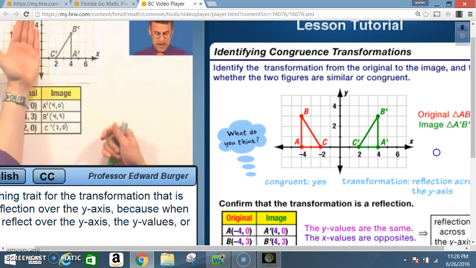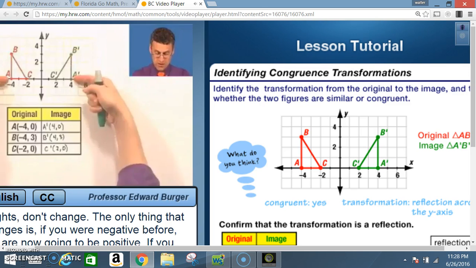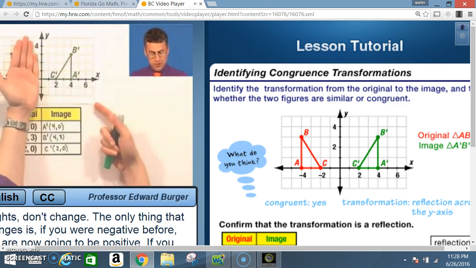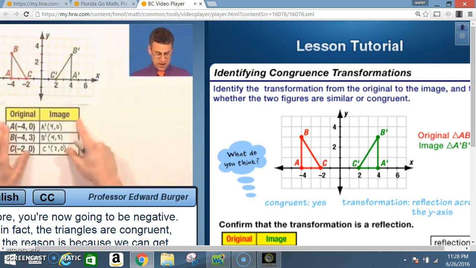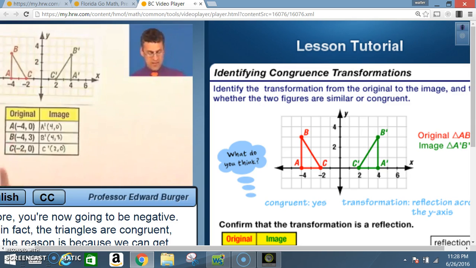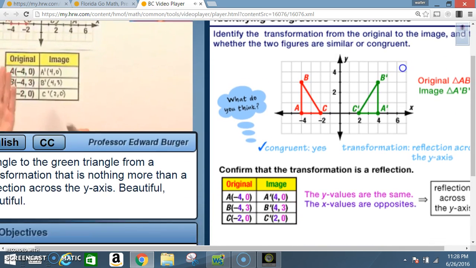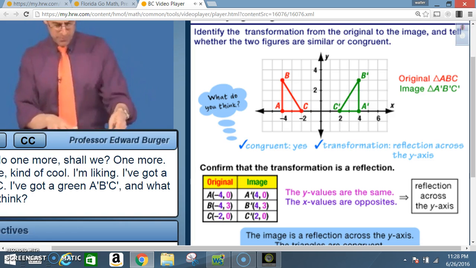Because when you reflect over the y-axis, the y values, or the heights, don't change. The only thing that changes is, if you were negative before, you're now going to be positive. If you were positive before, you're now going to be negative. So in fact, the triangles are congruent, and the reason is because we can get from the red triangle to the green triangle by a transformation that is nothing more than a reflection across the y-axis. Beautiful, beautiful. Let's do one more, shall we? One more.